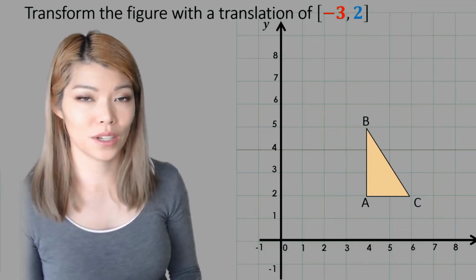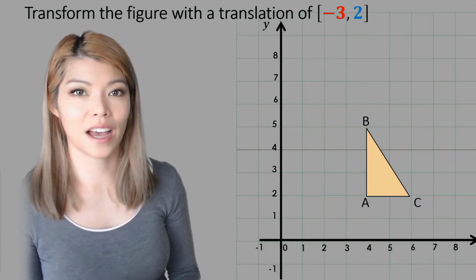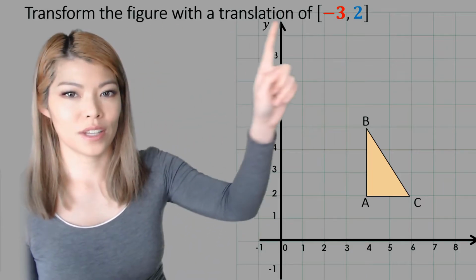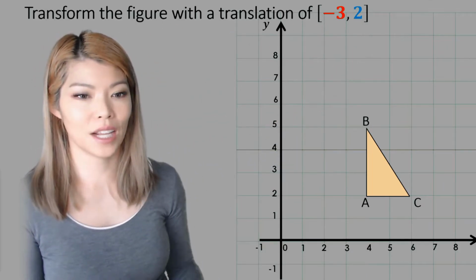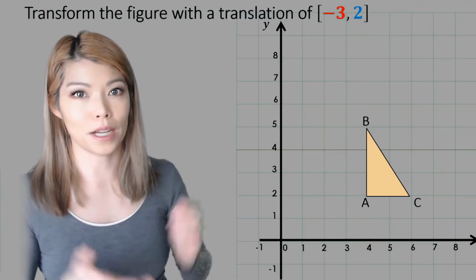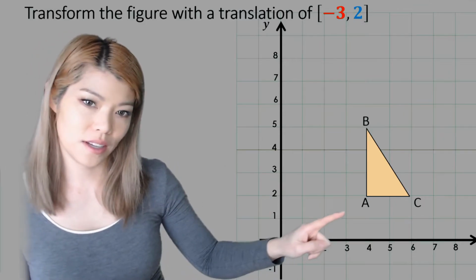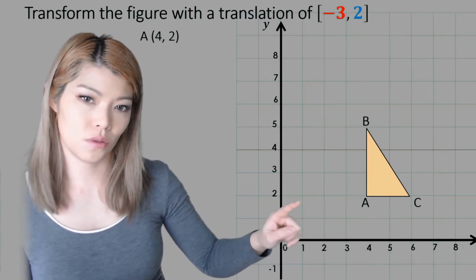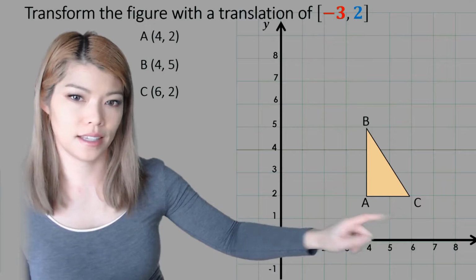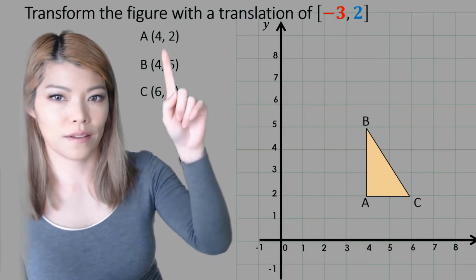You can pause the video here to give this a go and unpause to check your answers. Transform the figure with a translation of -3, 2. -3 means we move to the left by 3 and +2 means we move up by 2. So let's write our vertices first. A is 4, 2, B is 4, 5, and C is 6, 2. Once we've done that, we can find our new position.